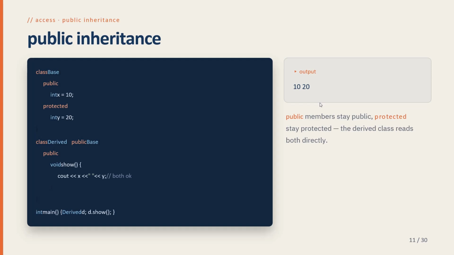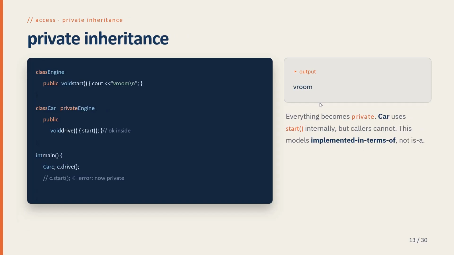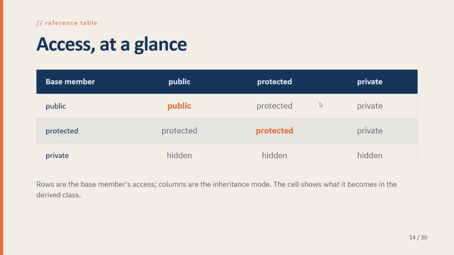This is the most common form of inheritance. So in protected inheritance, public and protected members of the base class become protected in the derived class. In private inheritance, public and protected members inherited from the base class become private within the derived class. Here are the examples. This is the access specifiers at a glance.